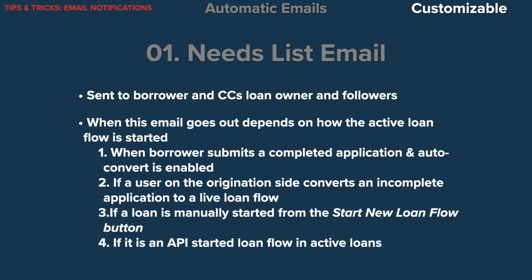Thirdly, if a loan is manually started from the Start New Loan Flow button, that's going to send out the initial needs list email. And then fourth, if anybody is connected through an API and you start loan flows from an outside system, that will also trigger the initial needs list email. And as I'll cover later, the needs list email can be sent out manually as well.